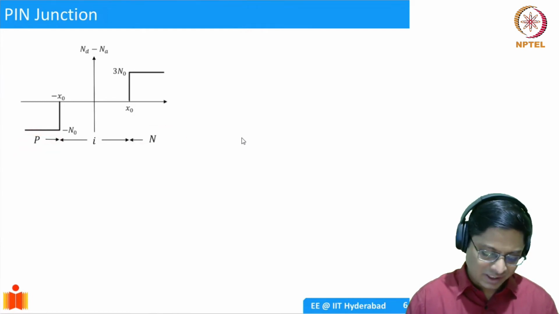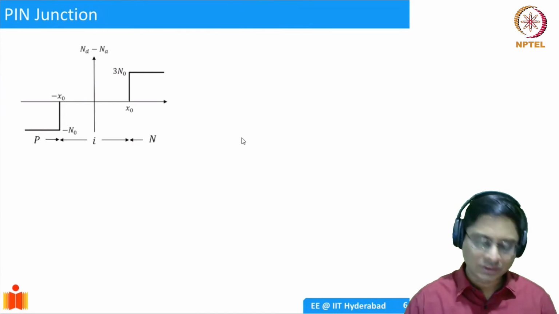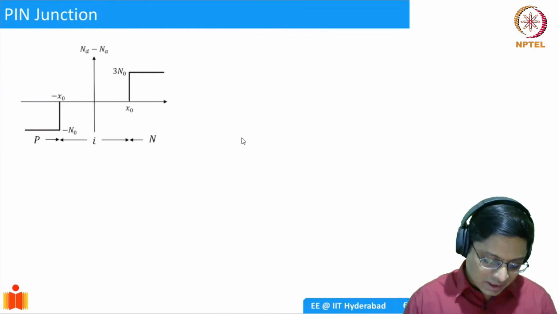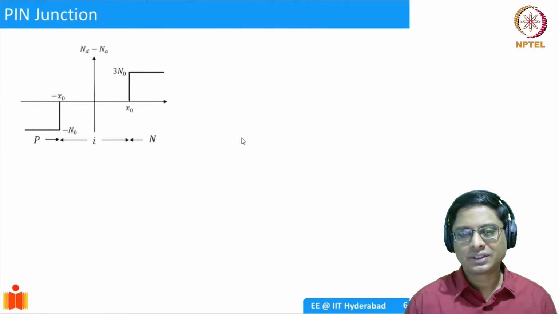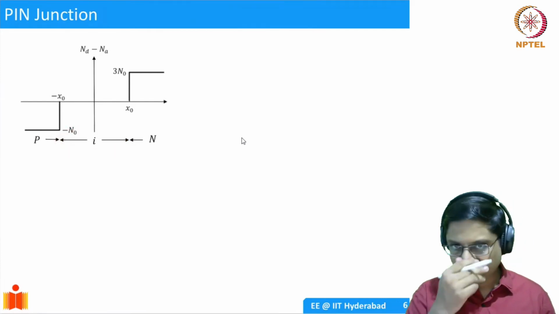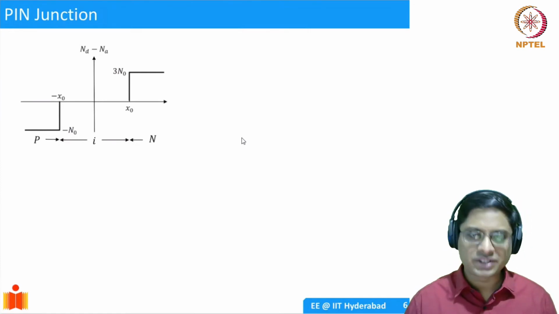Both are semi-infinite. They're extending it to large X. You don't need to worry about the length of the semiconductor. And in between them, you have an intrinsic region which is sandwiched. I mentioned this already in the first introductory lecture on PN junctions.